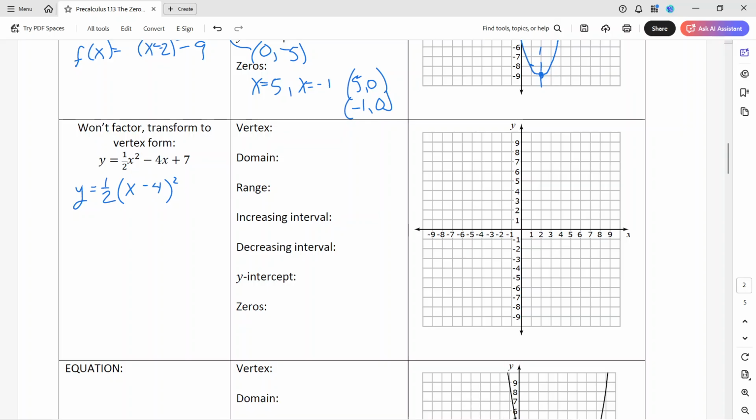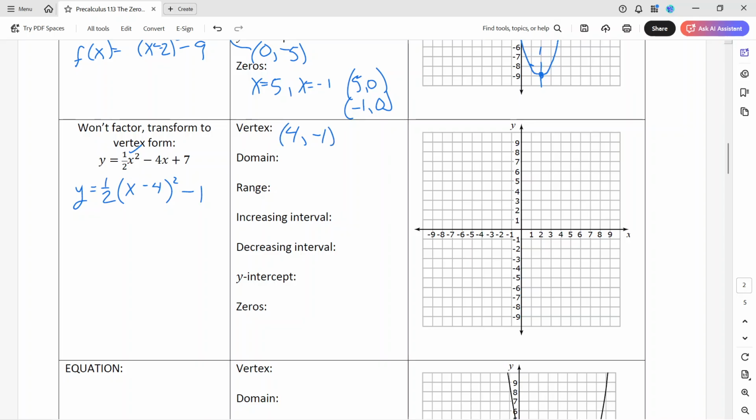So as I expand, I'd say first term squared, x squared times the half, x squared, check. Twice the product, -8x times the half, I'm back to -4x. Second term squared, 16 times a half is 8, but I wanted a 7. So that -1 turns the 8 into the 7. So the vertex then is at (4, -1).